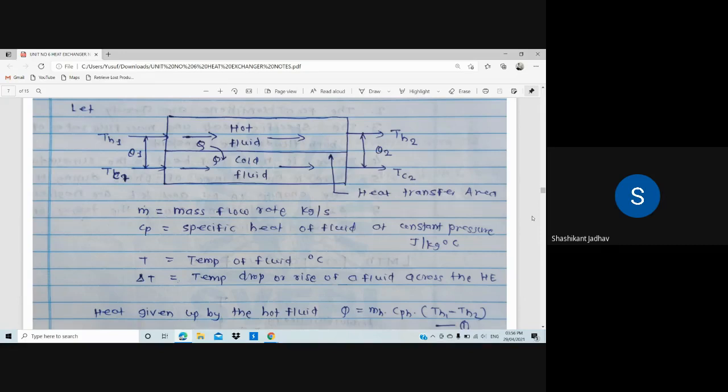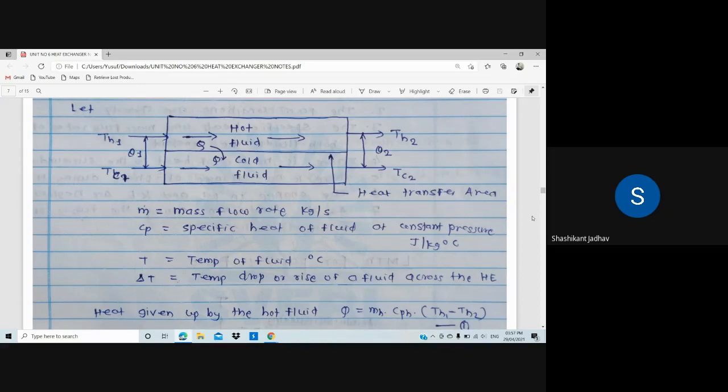Then delta T is the temperature drop or rise across the heat exchanger. The temperature will either go down or up, so delta T is the temperature drop or rise across the heat exchanger. Okay, so these are some of the parameters of that particular heat exchanger.